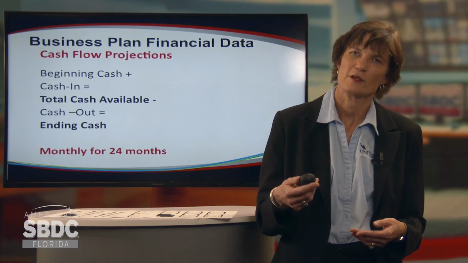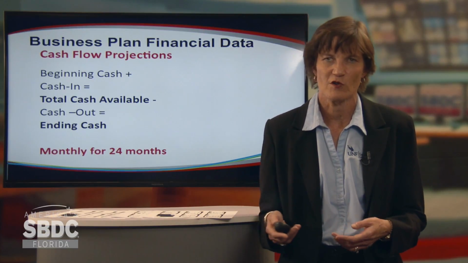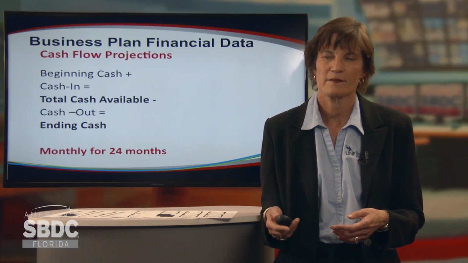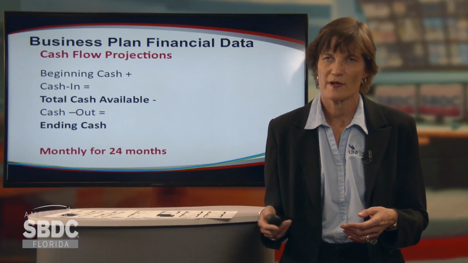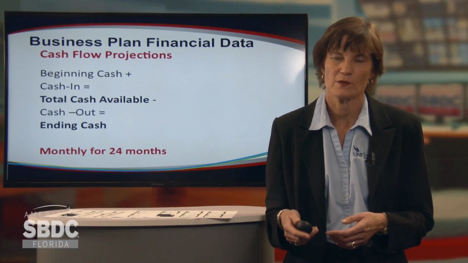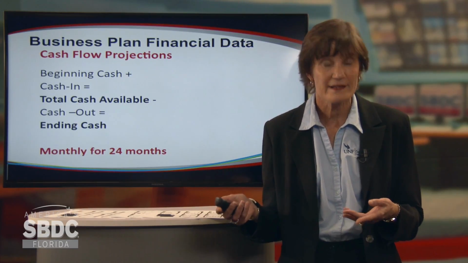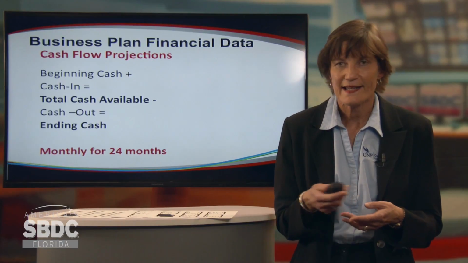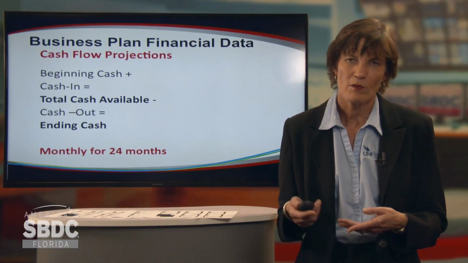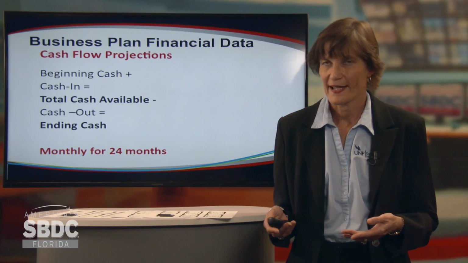And if I take my total cash available less total cash out, then that gives me what's left over, my ending cash balance. We're going to do this cash flow projection, much like the P&L, monthly for 24 months. And so the ending cash for month 1 then becomes the beginning cash for month 2, and I go through the same process. I really want to demonstrate to the bank that at the very least, ending cash is not negative, because that's not a very realistic situation. So I want to show that I've got cash when I need it. I can repay the loan and all of my other financial obligations.